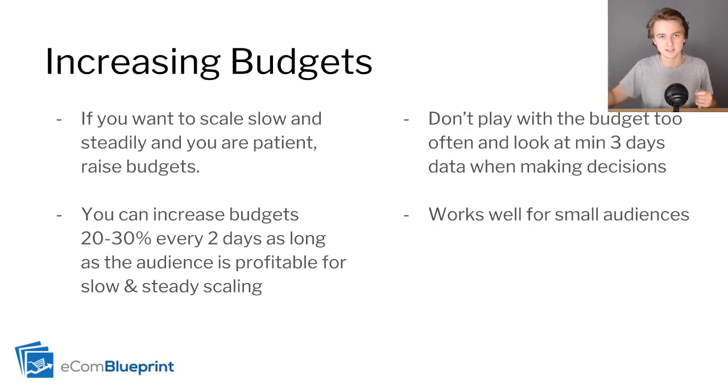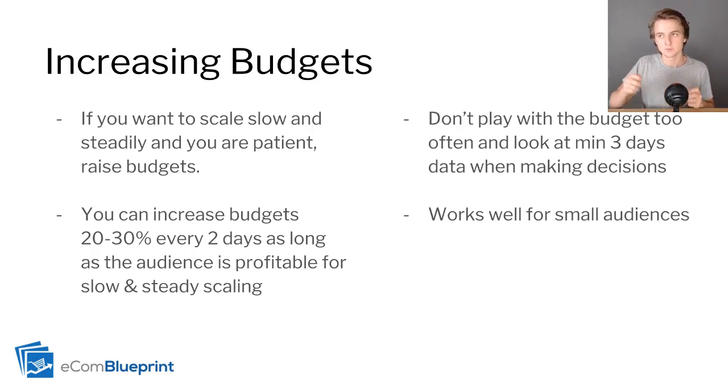Because some days ad sets are going to perform well, some days they're going to perform bad, and so what you're really looking for is the average of the performance over a few days. So usually I'll look at the last 3-4 days, sometimes even 5 days, when I'm looking to kill ad sets and make decisions about which ad sets to scale. And so this strategy of just increasing the budget slow and steadily, in my opinion, works the best for small audiences. So if you have small lookalike audiences of like 100,000 people, or interest audiences of like 300,000, 500,000 people, increasing the budget slow and steadily can work well.